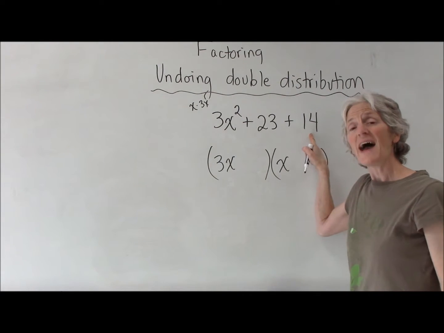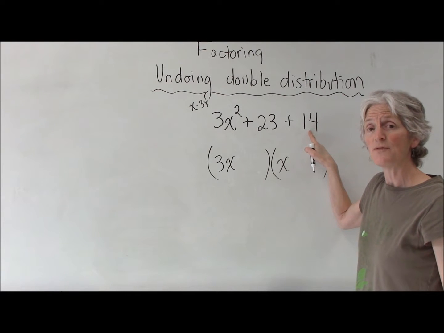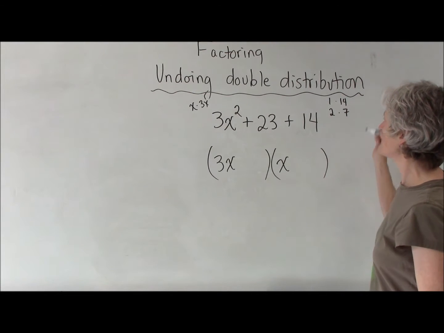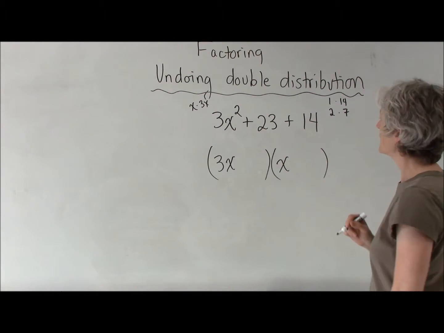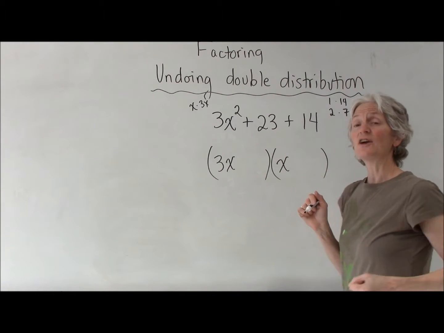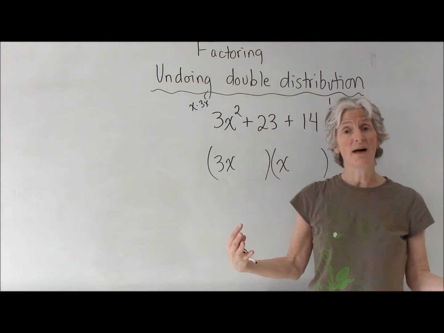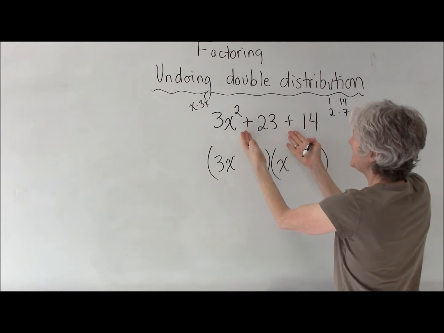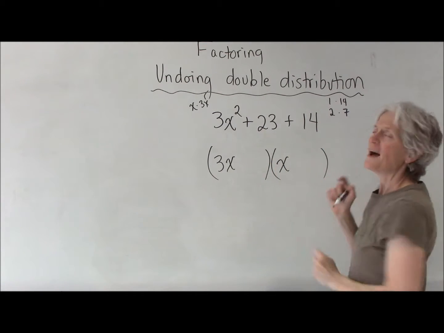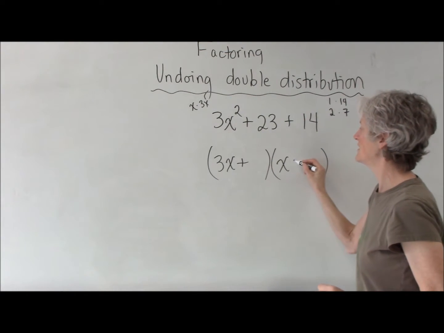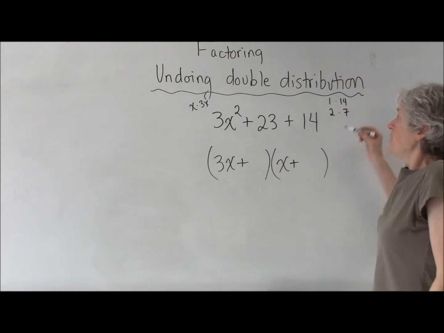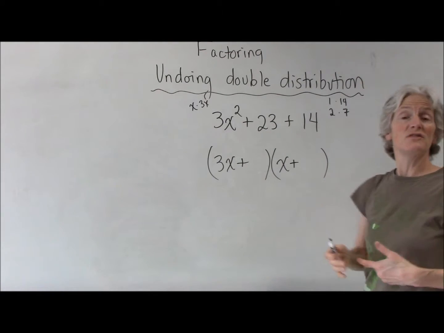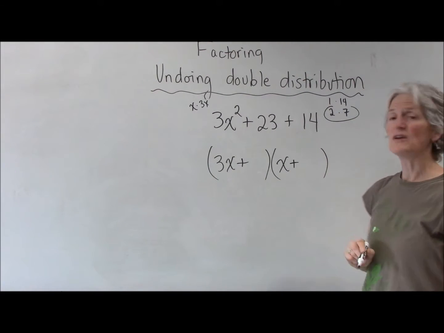Now, to figure out what goes here, I need to look at that 14. I want to think of the things that multiply together to give me 14. That could be 1 times 14 or 2 times 7. Are there any others? No. Now, for a positive 14, I could either multiply 2 negatives or 2 positives. So, I do a little Sherlock Holmesing here, a little investigating, and I see everything's addition, so I think my factors are both positive. Am I going to use a 1 and a 14 or a 2 and a 7? I don't know. I'm going to start with the 2 and the 7 just for fun.